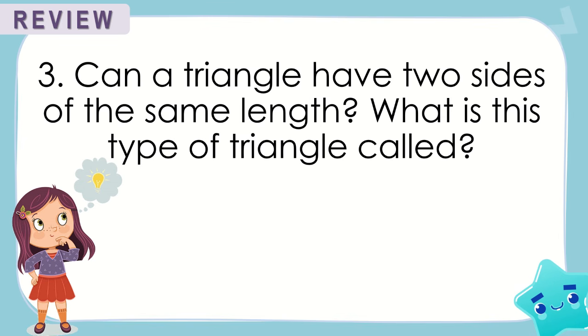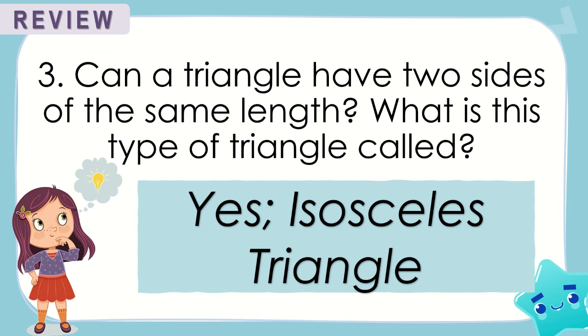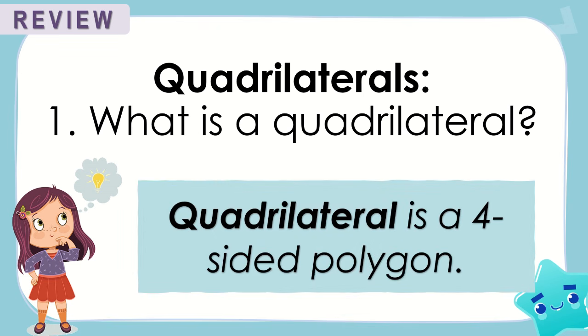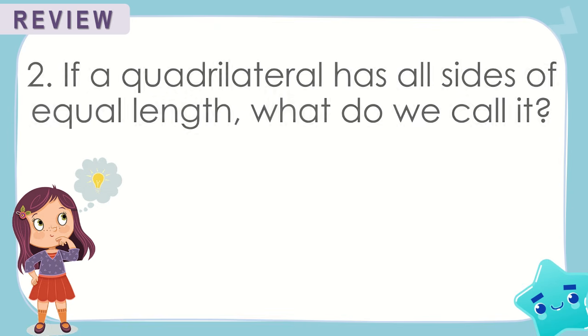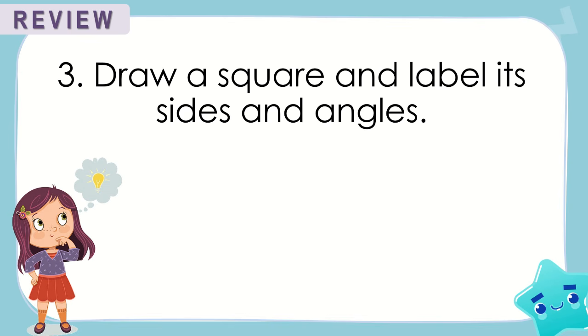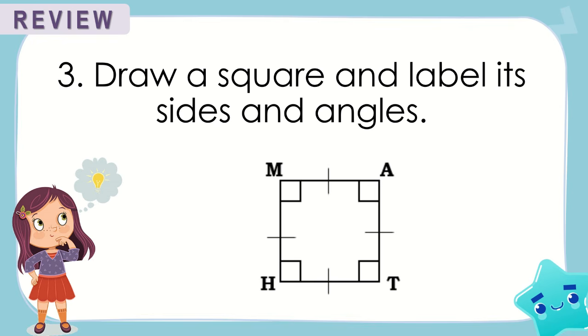Can a triangle have 2 sides of the same length? What is this type of triangle called? Yes, isosceles triangle. Quadrilaterals. What is a quadrilateral? Quadrilateral is a 4-sided polygon. If a quadrilateral has all sides of equal length, what do we call it? Rhombus. Draw a square and label its sides and angles. Here is a sample.